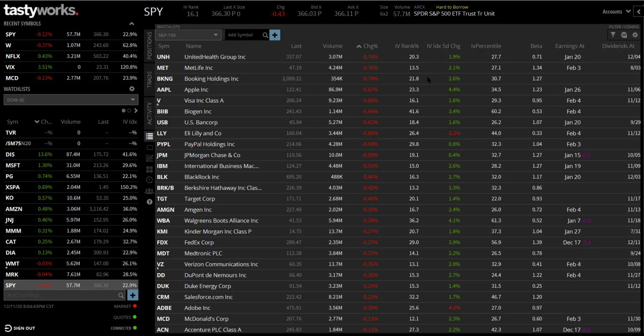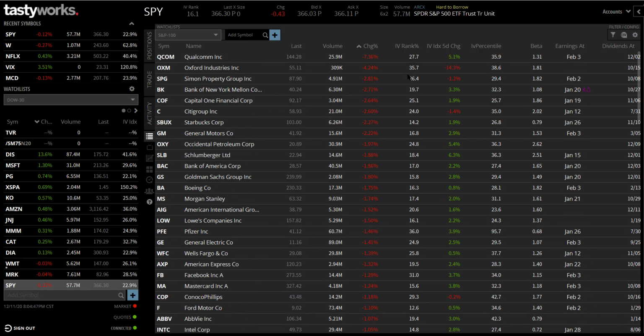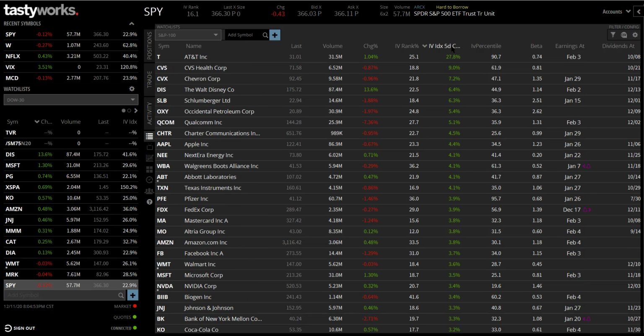I'm a real big fan of keeping track of what's going on in the implied volatility, so I can see IV rank, IV percentile, and of course the 5-day IV sizzle. How aggressive the IV has changed in a market in the last 5 days can be a really big heads up. We can easily add symbols to this watch list or just make a whole new watch list.